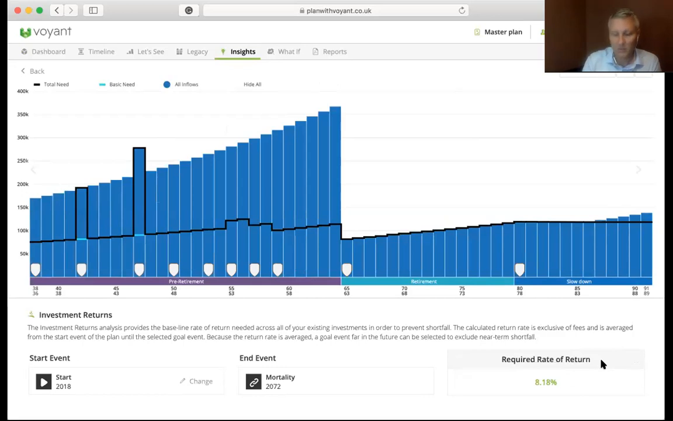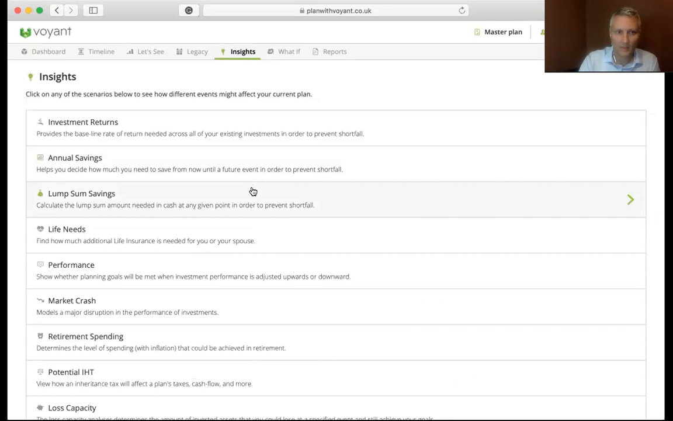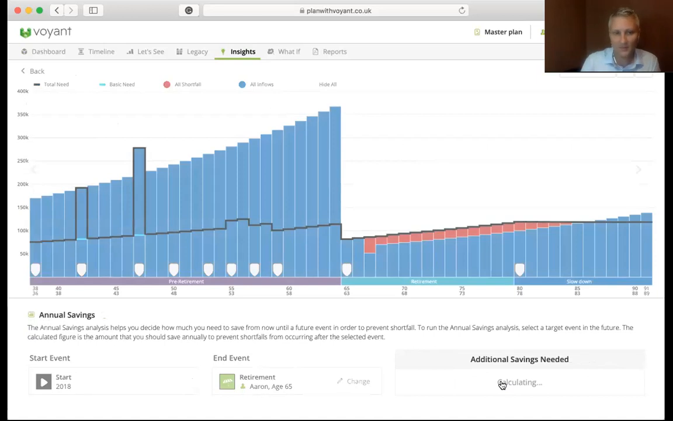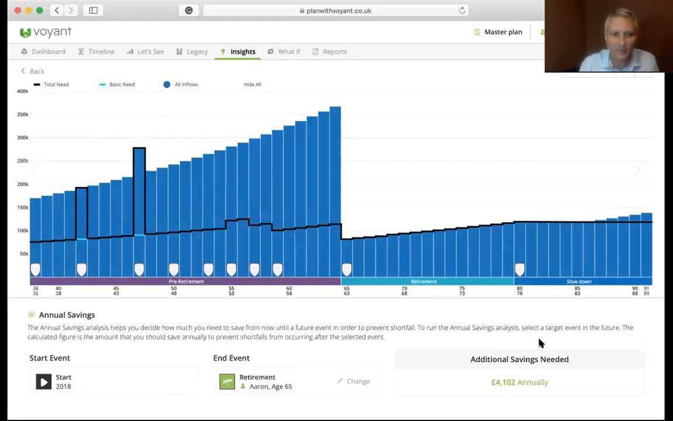So if we go to our insights and we looked at, say, the investment returns, it could say, okay, what's the required rate of return that he needs to do to remove that shortfall? In this case, it's quite a high level of 8%, which would be one strategy, is to make sure his asset allocation is sufficient enough that this period when he's in his 70s and 80s, he's had the right allocation throughout his life to make sure that that is fine. Or we can do an annual savings to say, well, how much would you need to save each month into something else in order to remove that red? It's only 4,000 per annum. So the planning is helping him depending on what the scenario would be.